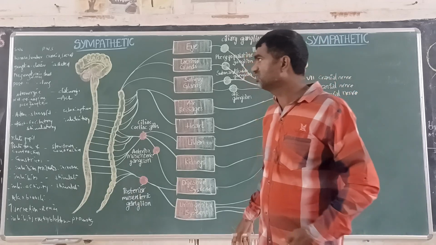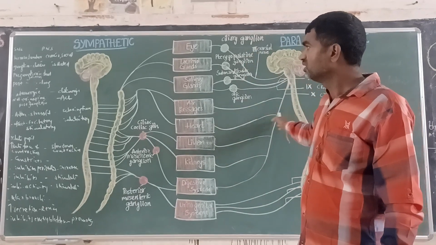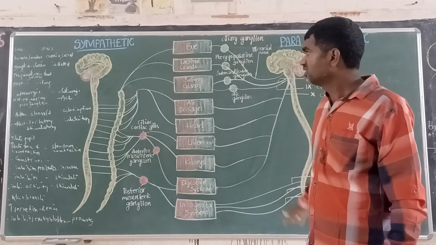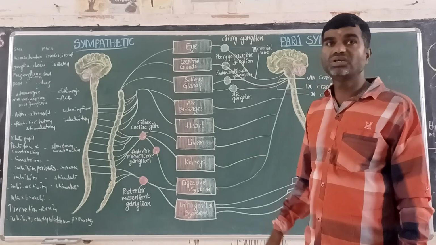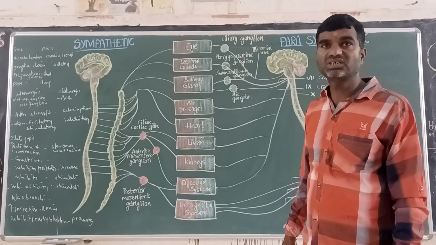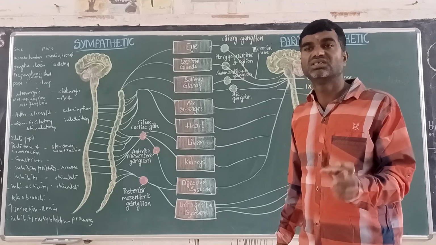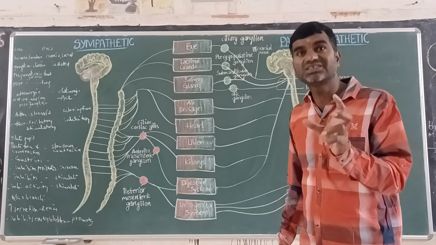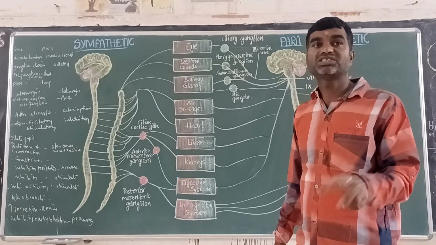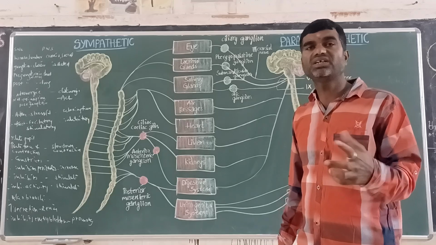And the next one is that it releases, it is called a cholinergic neuron. Why is it called a cholinergic neuron? It is releasing ACH. ACH means acetylcholine. Where is acetylcholine present?